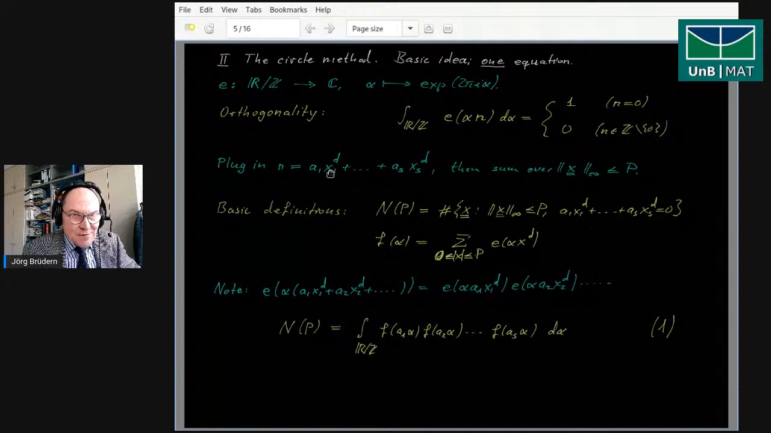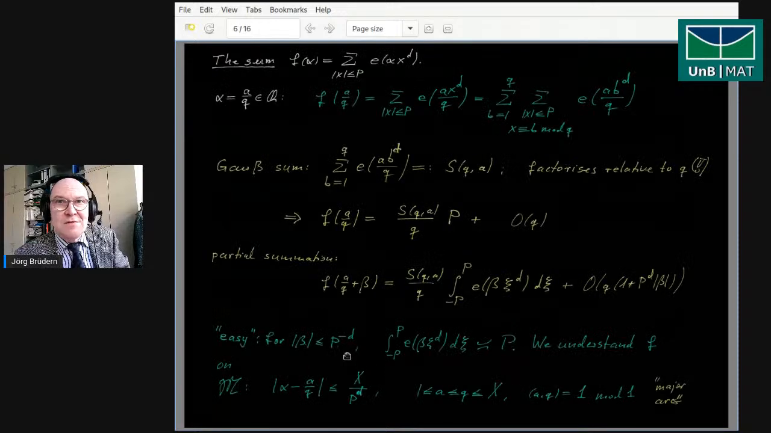So, of course, we haven't gained anything. The only thing that we see is that this function here that we have to plug into the integral neatly factorizes. And we can hope for some help if we understand the function f, at least whenever it's large. If it's small, then there won't be a big contribution to this integral. And that actually is the central idea of the circle method.